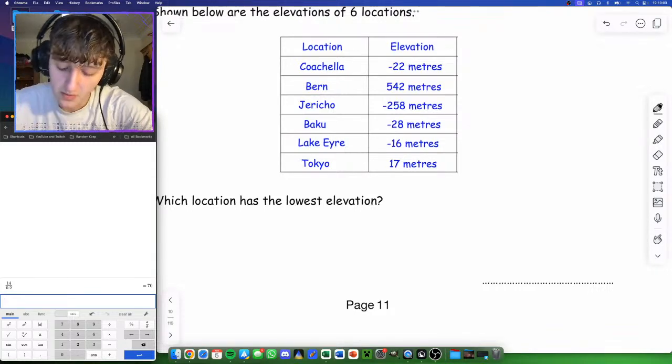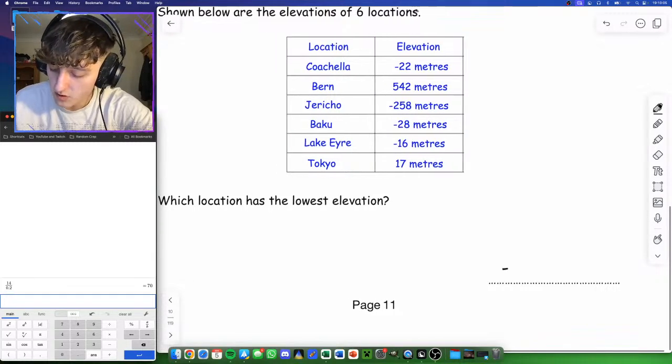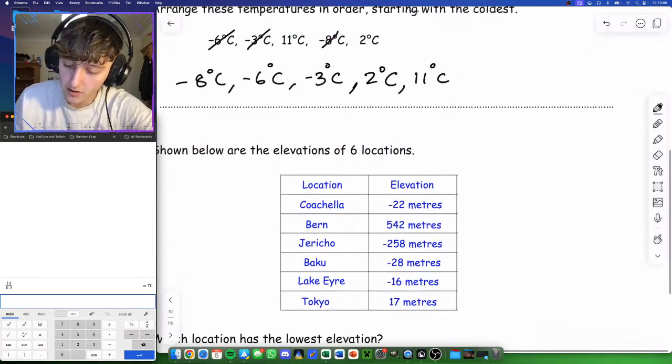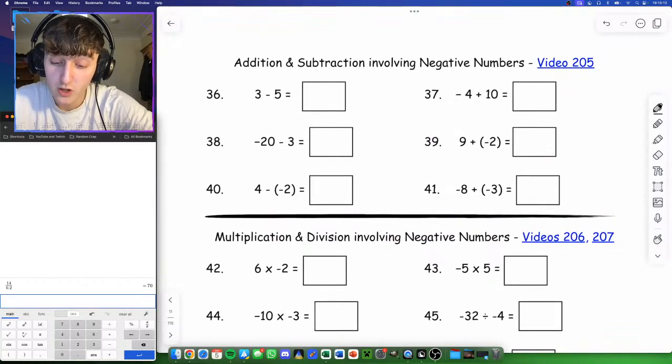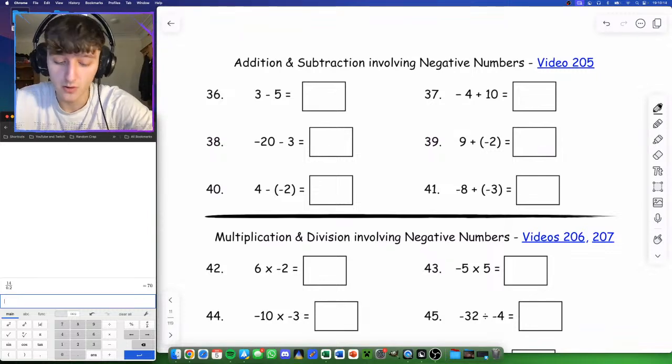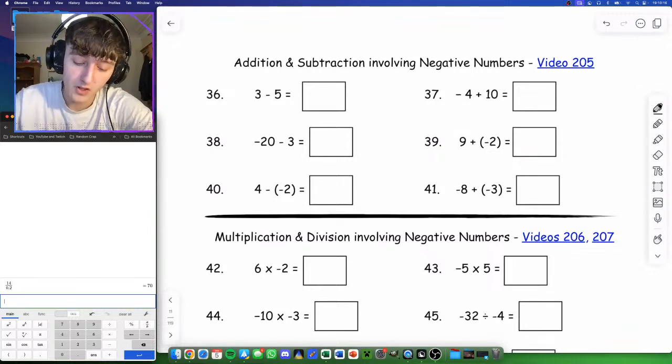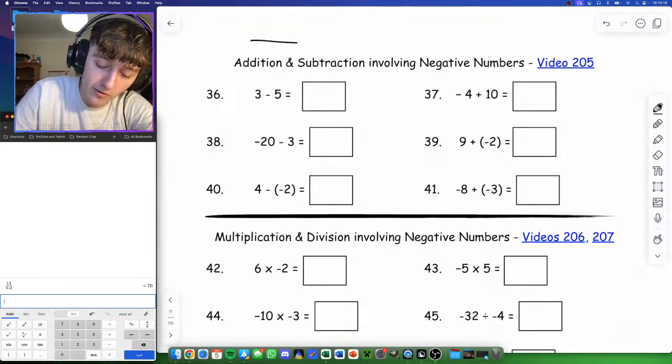-258 is definitely going to be the lowest here, so -258. And then we can go to the next question. So, addition and subtraction involving negative numbers. So, 3 minus 5, we'll do it on a number line for the first one.